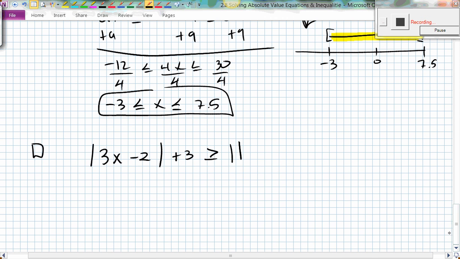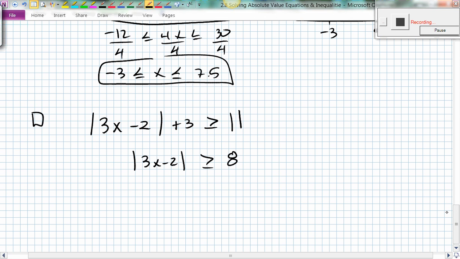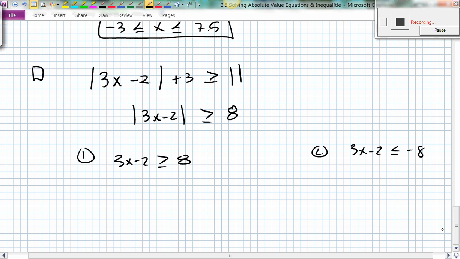Okay, so we have 3x minus 2 plus 3 is greater than or equal to 11. So the first thing I do is take care of this part, right? Greater than or equal to 8? 8, yeah, okay. Now that I have that, I split this off into two situations, 1 and 2. The first one is 3x minus 2 is greater than or equal to 8, or 3x minus 2 is less than or equal to negative 8, and we solve both of these. In doing so, I come up with x is greater than or equal to 10/3, or x is less than or equal to negative 2.